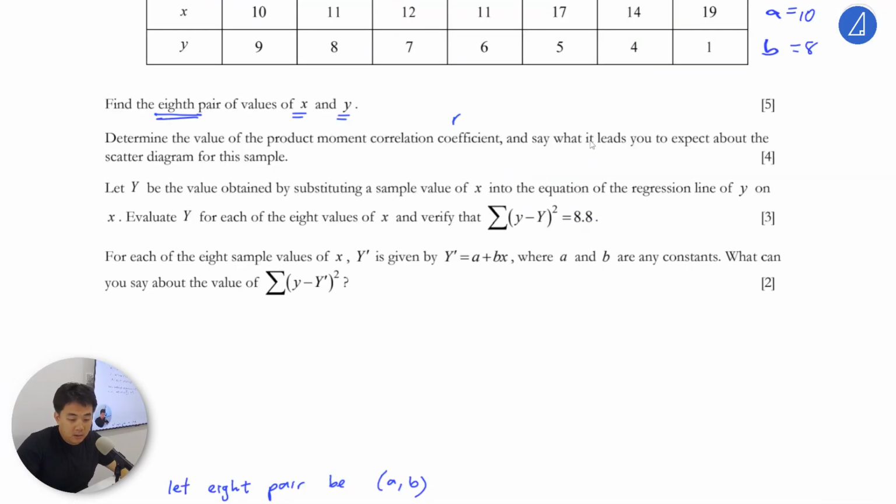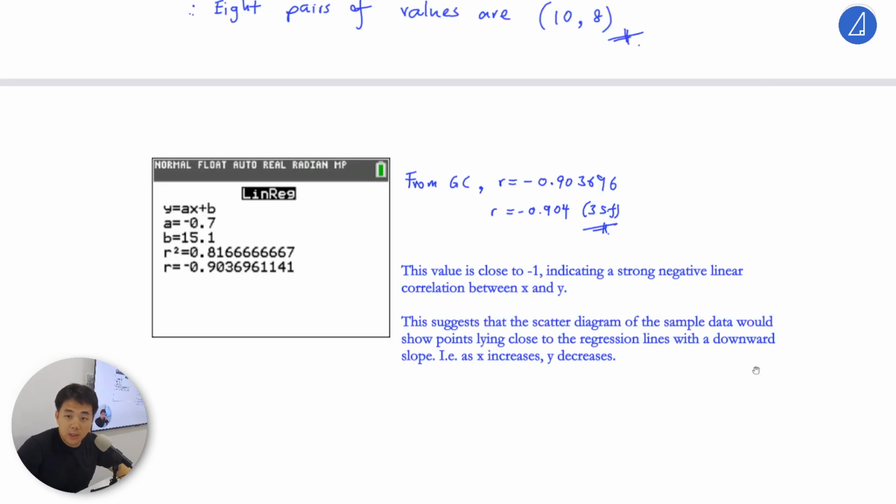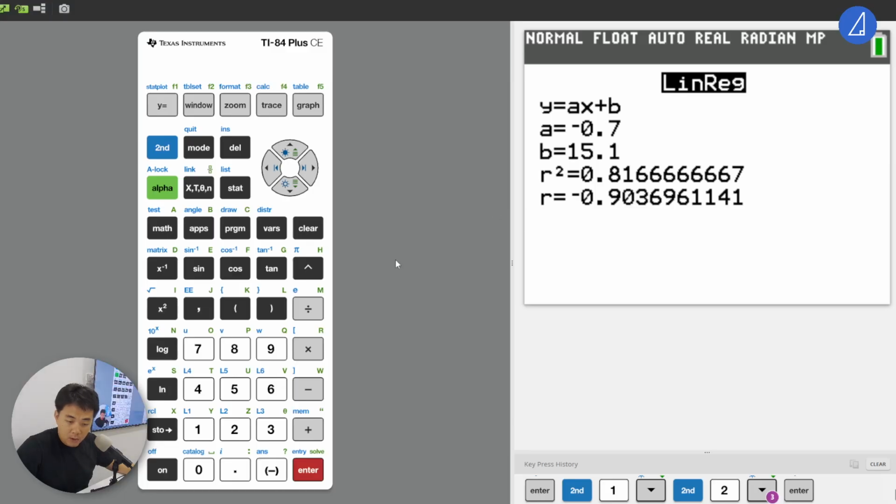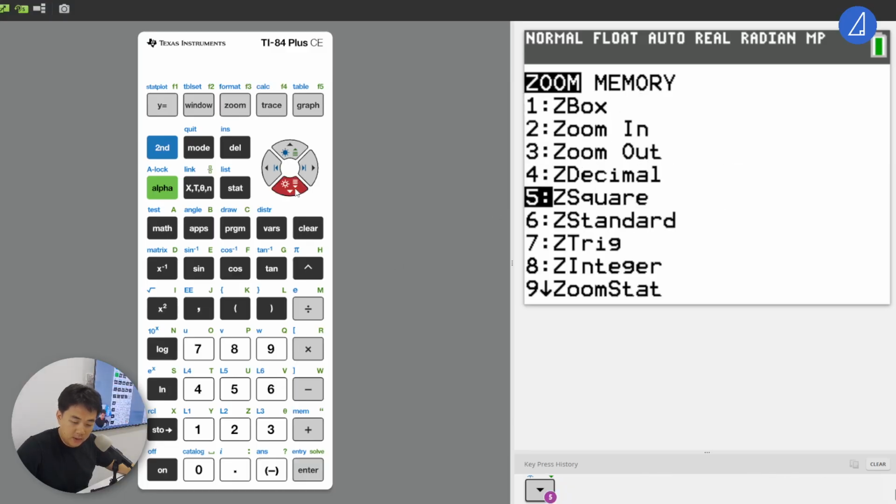Now, what does it lead you to expect about the scatter diagram in this sample? Basically, you expect the points to lie close to the best fit line, and you have a strong linear correlation. Because it's negatively correlated, as x increases, y decreases. So just write down what you expect the scatter diagram to look like. But you can also go to the GC and check the scatter diagram. Here you just zoom stats.